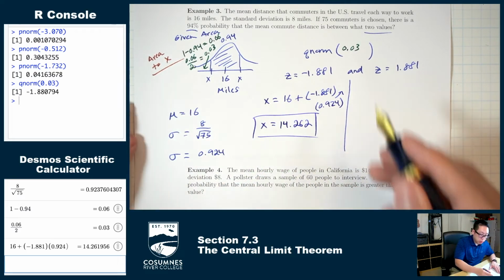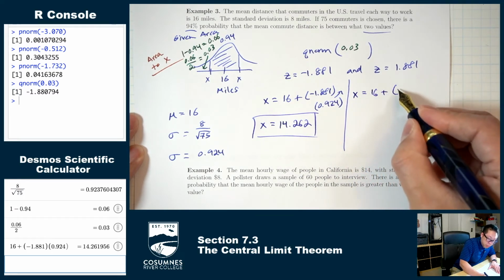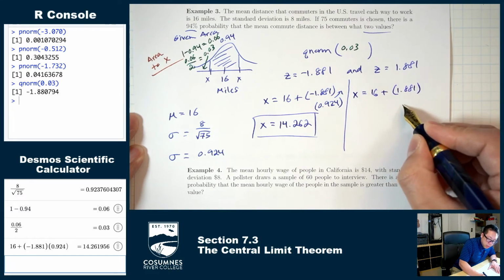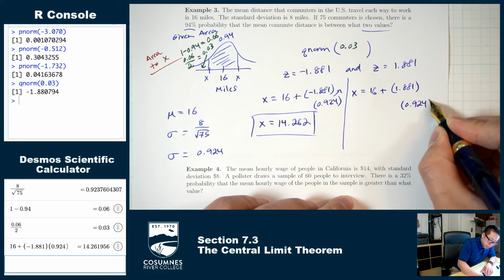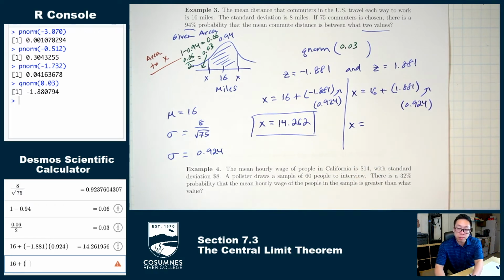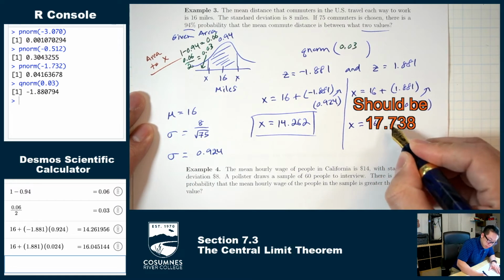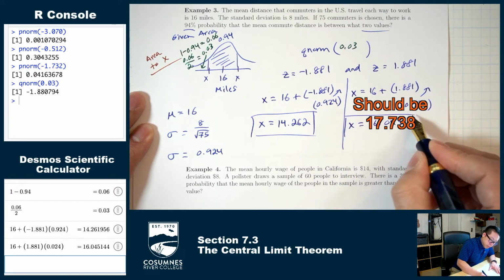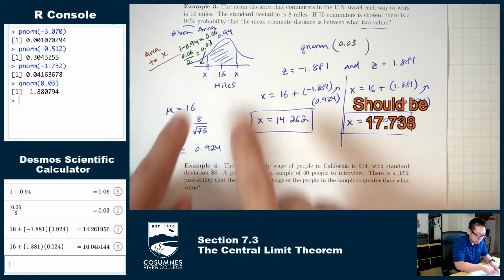That's one of them. For the other one, same thing. X equals the mean, which is 16, plus the z, this time the positive 1.881, times the standard deviation, which is the 0.924. And this one's going to be 16 plus positive 1.881 times 0.924, which is 16.045. Okay, so those are my 2 x's. It does match the picture, so I think we're good.